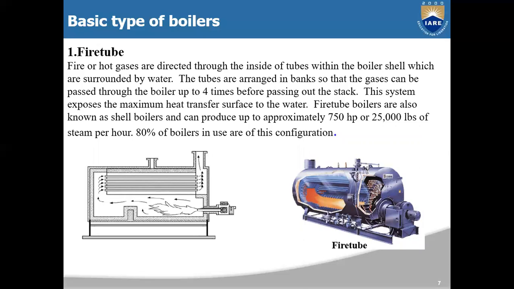This system exposes the maximum heat transfer surface to the water. The fire tube boilers are also known as shell boilers and can produce up to approximately 750 HP or 25,000 lbs of steam power per hour. 80% of boilers in use are of this configuration. So mainly shell boilers, fire tube boilers, are used among the boilers. Below you can see two pictures of fire tubes. Here is one, and this is another picture of a fire tube inside a boiler.